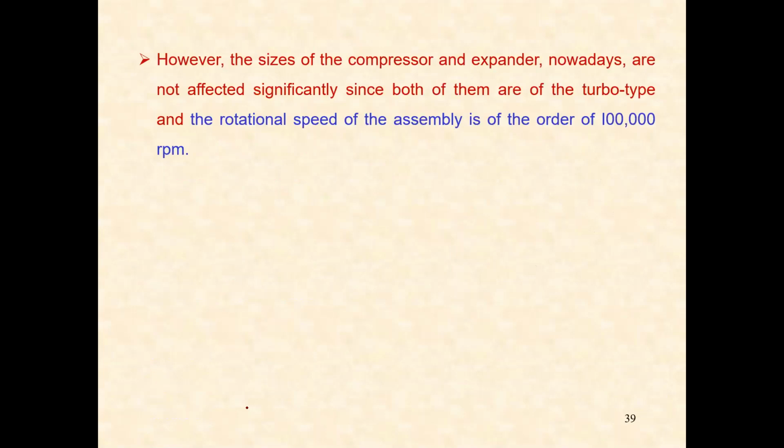The size of the compressor and expander nowadays are not affected significantly since both of them are turbo type and the rotational speed of the assembly is of the order of 1 lakh rpm. So why this point comes into the picture is that when the air is expanding up to 1 bar, the volume of the air will be larger, and to cater to this larger volume we need a turbo type compressor. Okay, and if the compressor and expander both are of turbo type, as is usual in aircraft, with a rotational speed of 1 lakh, we can handle such a large volume flow rate. So it's not a problem in this particular case when we are using the open air cycle.